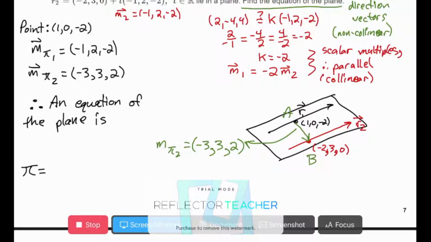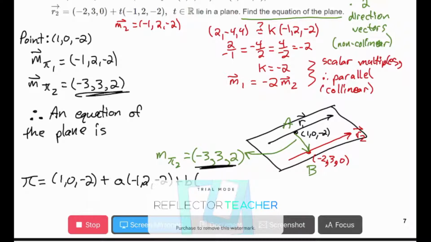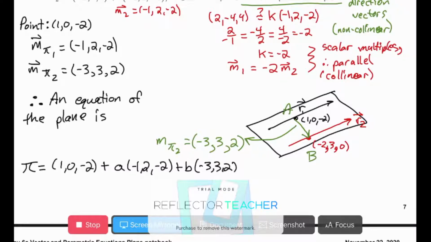pi for plane. We list one point that lies on the plane, and we'll use our point that we've already selected up here. So 1, 0, -2 plus, and it doesn't matter what we call our parameters. I'm going to call my first parameter A, multiplied by my first basis vector. So -1, 2, -2, plus B times my second basis vector, which coincidentally is right here. So -3, 3, 2. Move that up so you can actually see it.